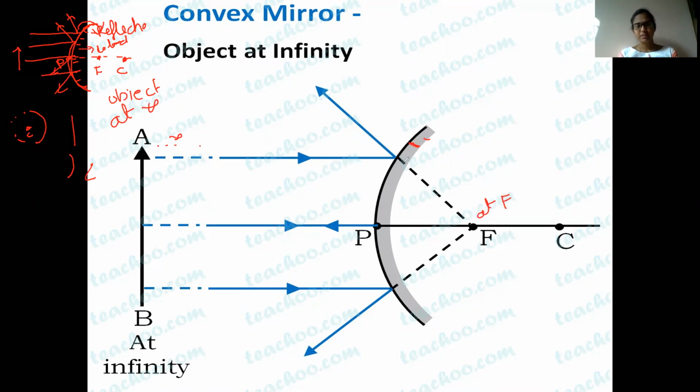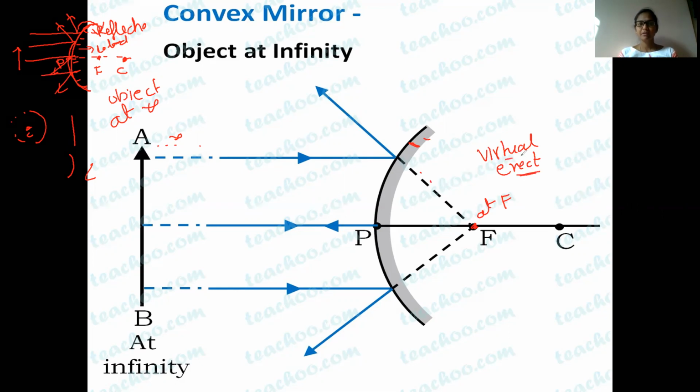See here, the reflected rays are not meeting. The reflected rays are going to diverge outward, but they appear to come, not from infinity, but from the focus behind the mirror. So that is what is called virtual. Children, this is called a virtual image. And it is always erect. It is upright. It won't be inverted.